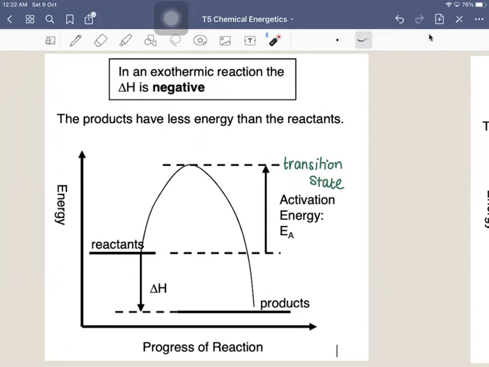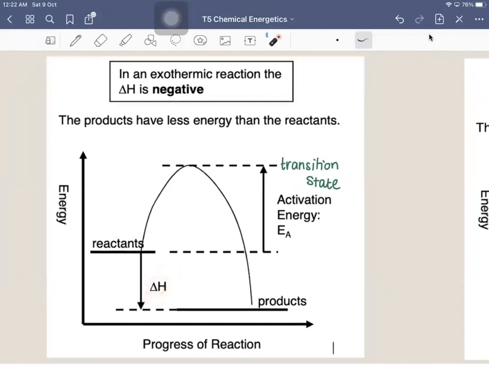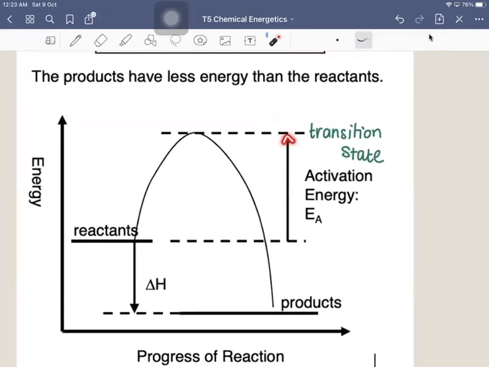So enthalpy change is a negative number and it is taken between the reactants and the products. Only this part. Activation energy is from the reactants to the transition state. So don't get confused. Delta H is not from the transition state to the products. It would be the difference between the energy of the reactants and the energy of the products.